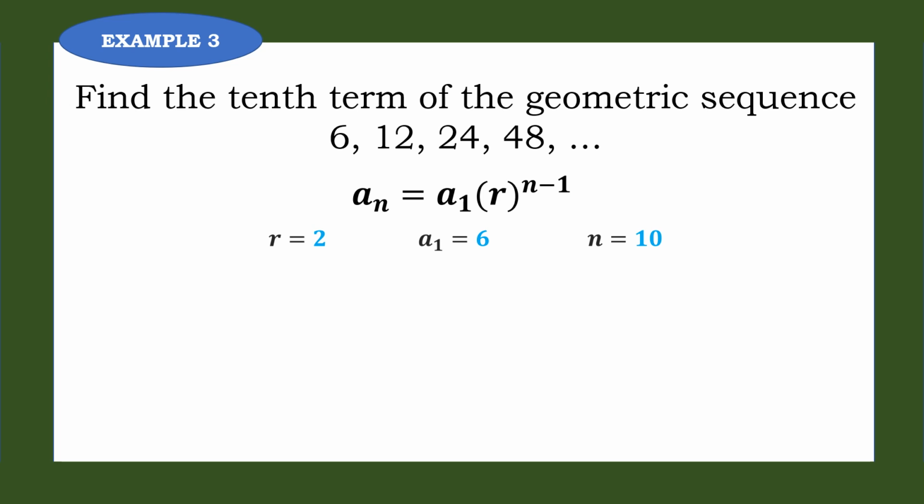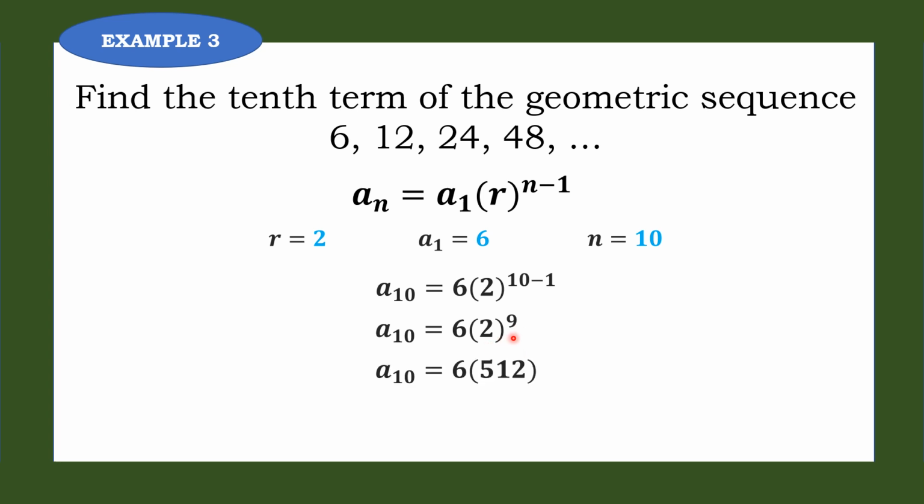By substituting all these values to our general rule, we have a sub 10 equals 6 times 2 raised to 10 minus 1. So we simplify first the exponents. We have 10 minus 1, and that will give us 9. And then we raise 2 to 9, so we have 512. The result, 512, we multiply by 6. That is why the 10th term is equal to 3072.